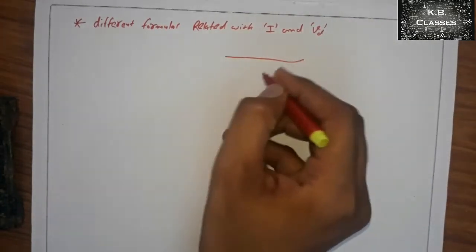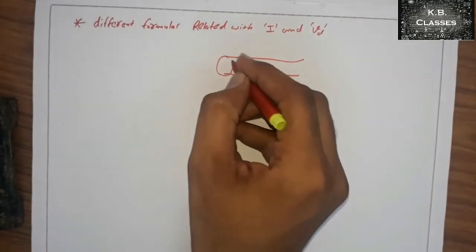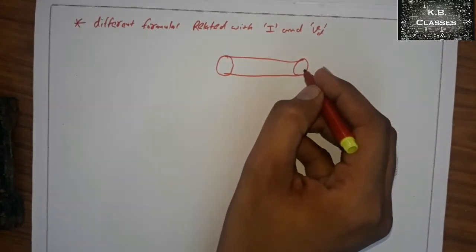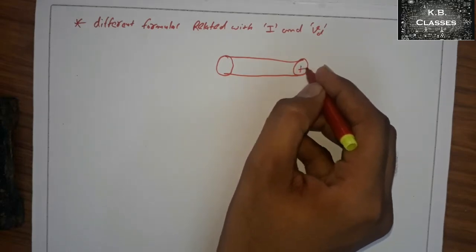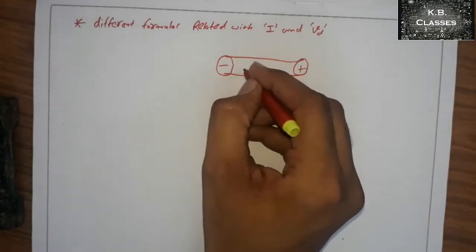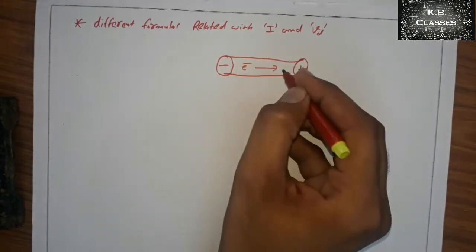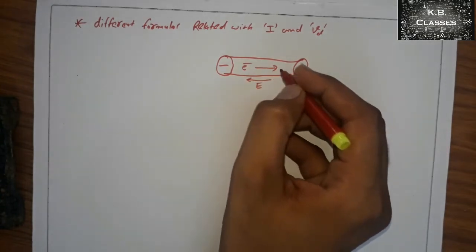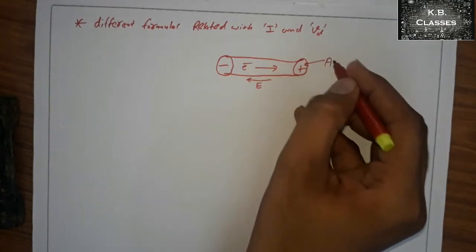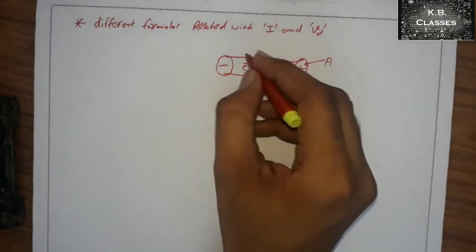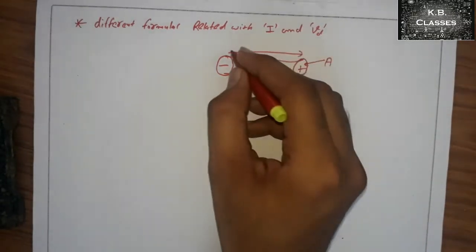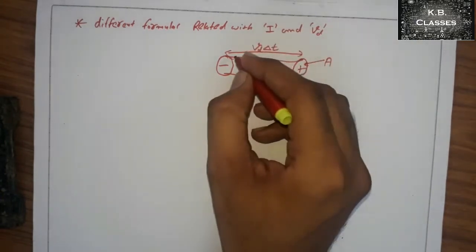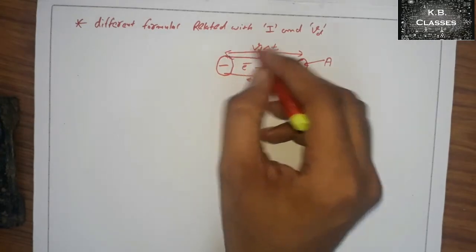For this, first we assume a metallic cylinder in which there are two charges. One side is positively charged, another side is negatively charged. Now in this, the electrons are moving from the negative terminal to the positive terminal, and the direction of electric field is capital E. Assume the area of this metallic conductor is capital A, and the electrons are moving with drift velocity Vd, and in time delta t they move from the negative terminal to the positive terminal.